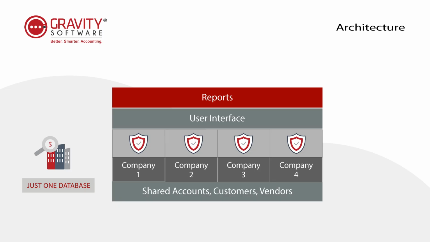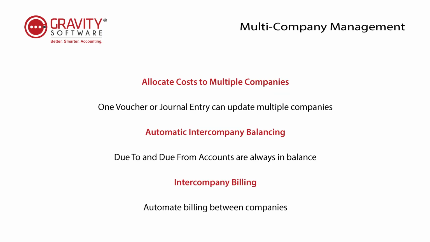So what does that mean? First off, I can easily develop a chart of accounts, and all 20 companies will have that chart of accounts immediately. Where some of the power comes into Gravity is when we start talking about things like intercompany activities. One of the most common things that happens is we get a bill for, let's say, our holding company, and I want to be able to allocate that cost to more than one company. In Gravity, you can allocate that bill to multiple companies.